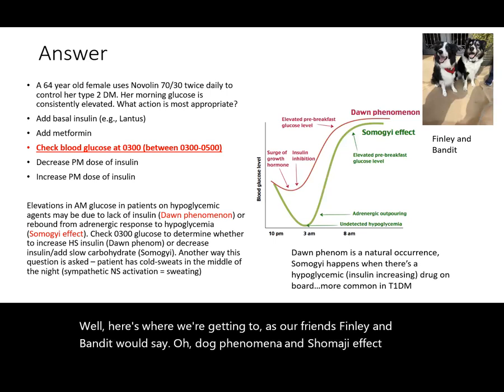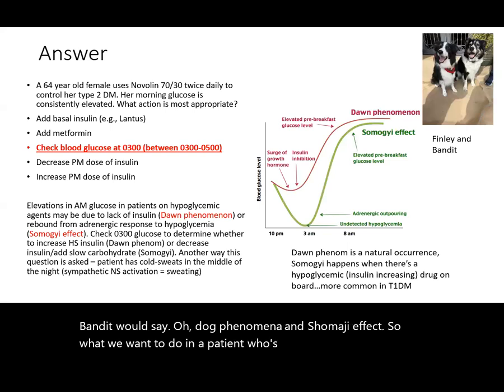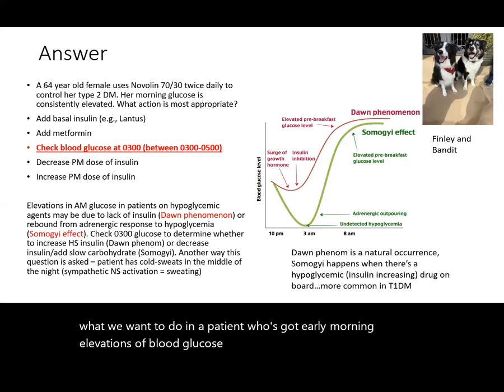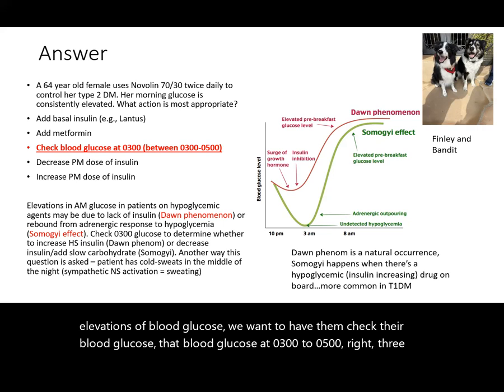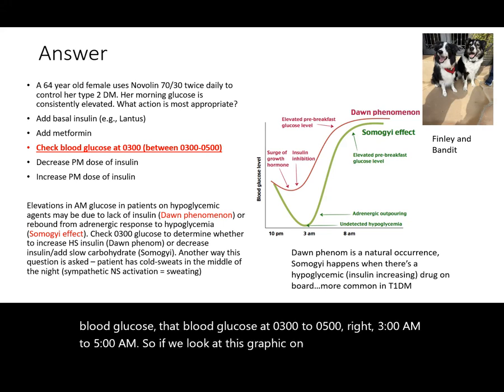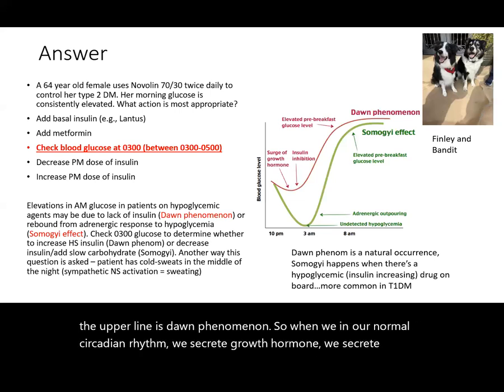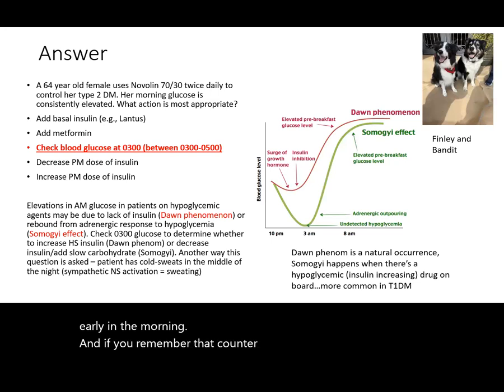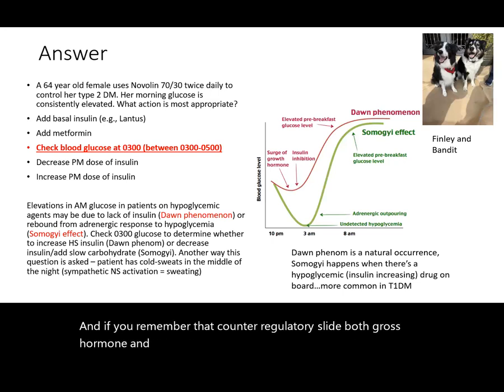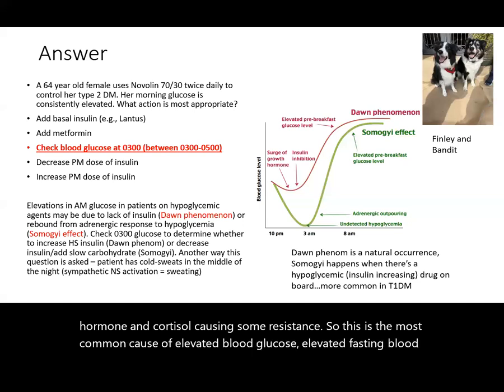So what we want to do in a patient who's got early morning elevations of blood glucose, we want to have them check the blood glucose at 0300 to 0500, right? 3 a.m. to 5 a.m. So if we look at this graphic on the right, the red line, the upper line, is dawn phenomenon. In our normal circadian rhythm, we secrete growth hormone and cortisol early in the morning. And if you remember that counter-regulatory slide, both growth hormone and cortisol cause insulin resistance. So this is the most common cause of elevated fasting blood glucose, especially in type 2 diabetics.